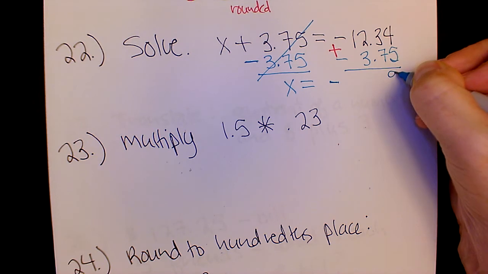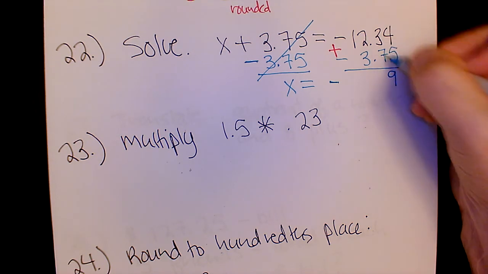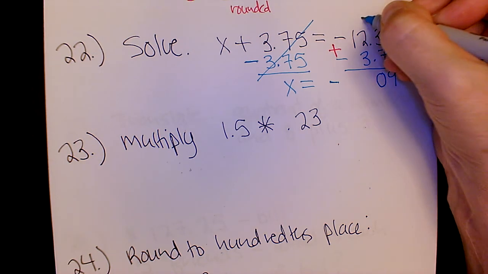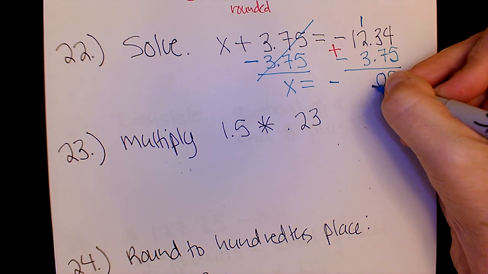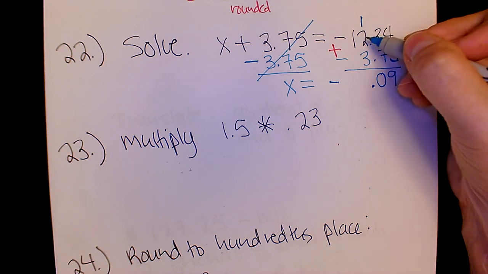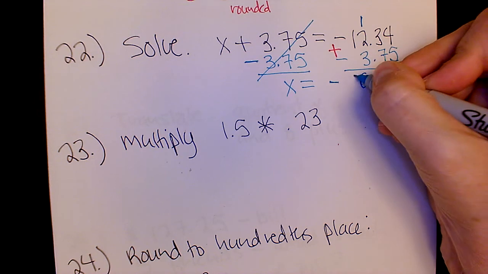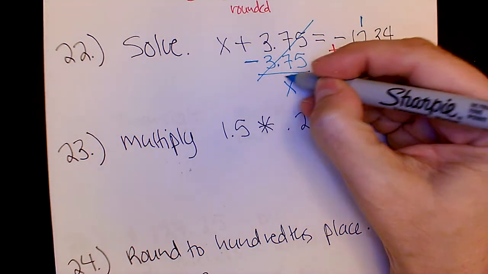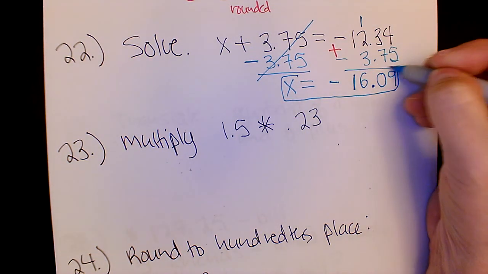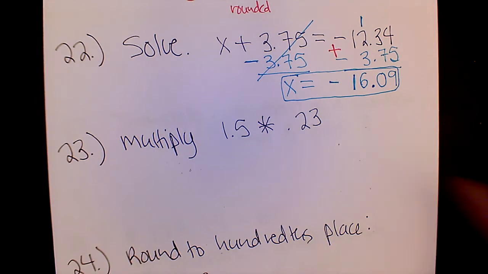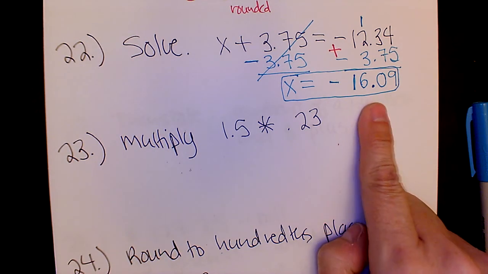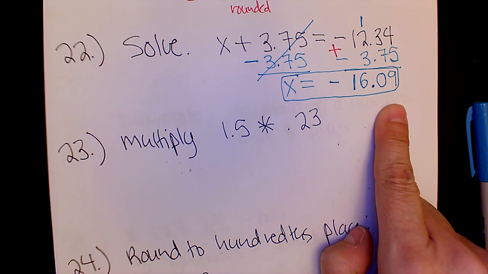So let's see, I've got 9, 3 and 7 is 10, carry the 1, bring down the point. 1 and 2 is 3, 3 and 3 is 6, and bring down the 1. So here is my answer, negative 16.09.